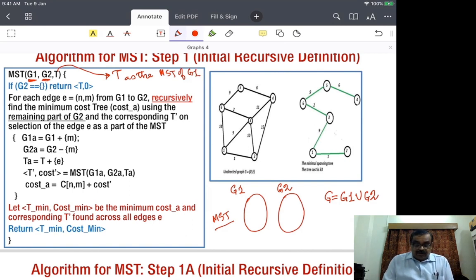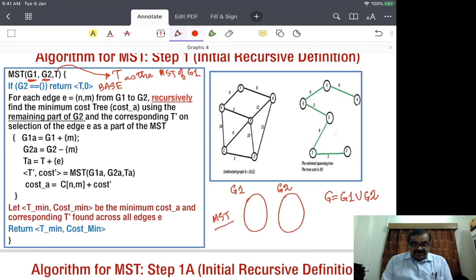So what we now do is our base condition. This is our base condition in blue. Our base condition says that if G2 is null, which means that all the nodes of originally G are in G1, then all we have to do is return the tree T, and the remaining cost that comes from G2 is 0. So this is the base condition.